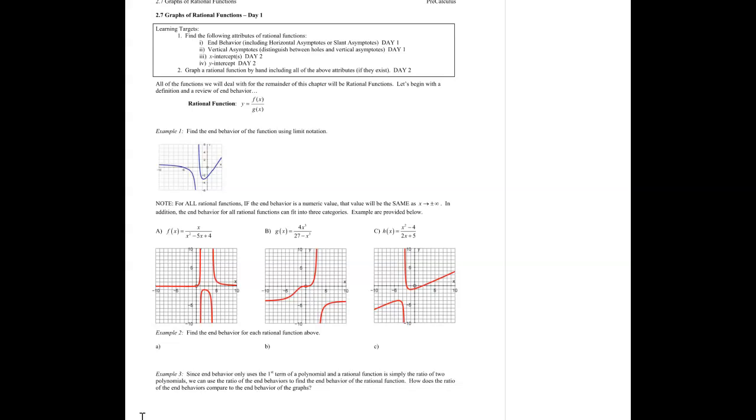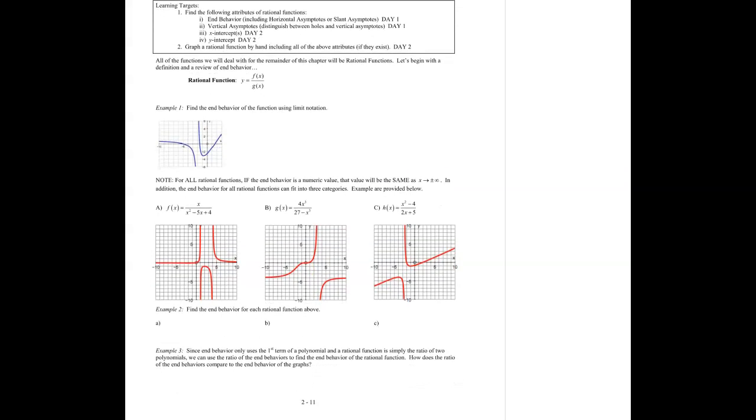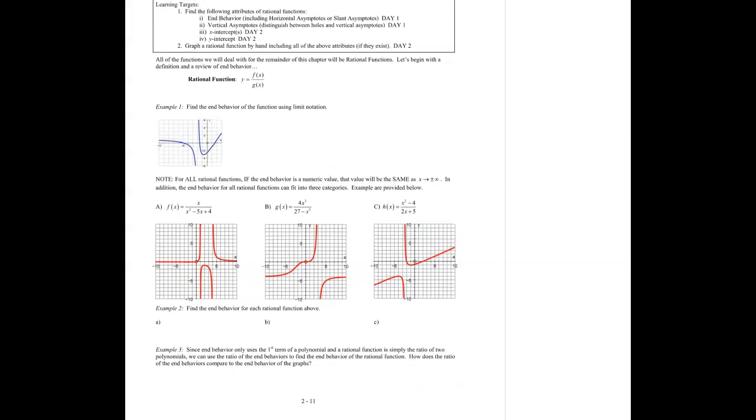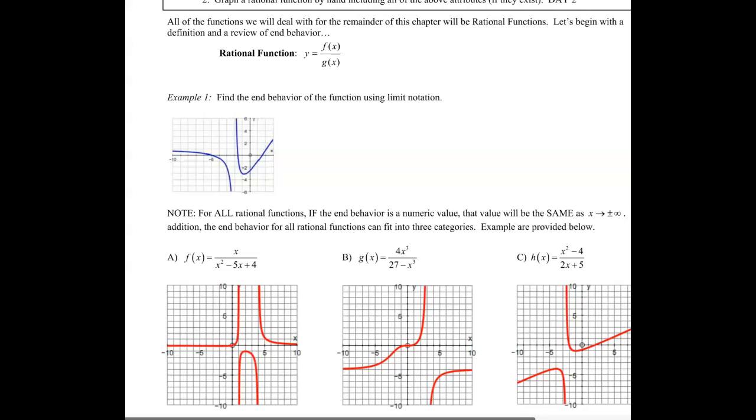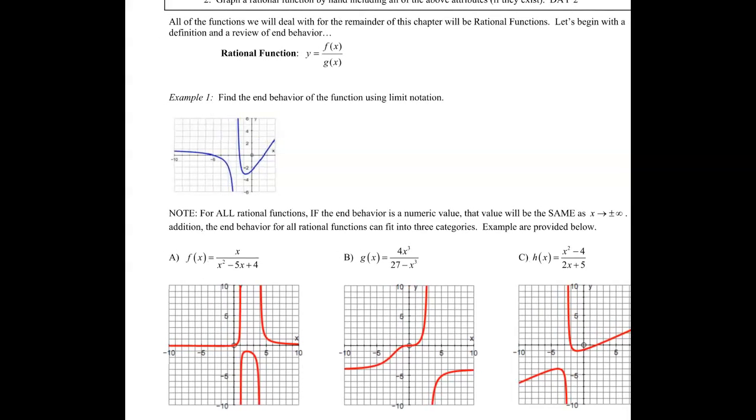So it says, graph the rational function by hand, including all of the above, if they exist. So we need to find the end behavior of the function, again, using that limit notation, which you guys are kind of getting familiar with. Some of these problems might even be repeats already. But the end behavior, we're going to have two different end behaviors, technically, and that's going to be from negative infinity to positive infinity. Alright, so that's the one that we know.